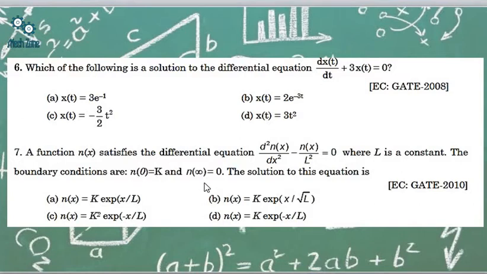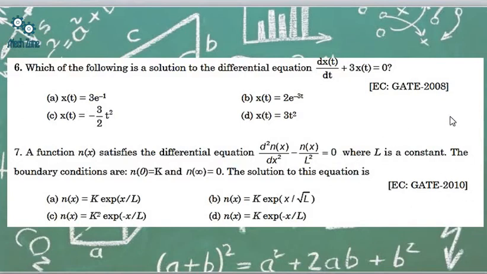n is equal to k, and for x is equal to infinity, n would be equal to 0. So on keeping the values of the boundary conditions and finally solving, we will find that the answer D is the most appropriate one, that is n is equal to k e to the power minus x by L would be the answer. And we have to remember some data here, that is e to the power infinity is infinity, e to the power 0 is 1, e to the power minus infinity is 0.